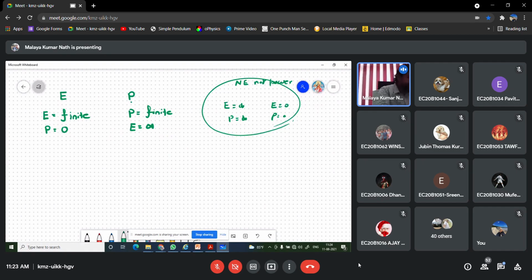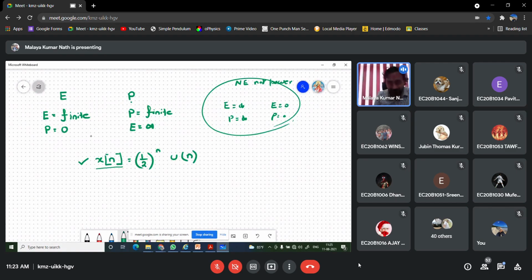So I will take an example: x of n is equal to half to the power n into u of n. Understand this signal. What does it mean? First we have to understand. We have to calculate whether this signal is an energy signal, a power signal, or neither energy nor power. But before coming to the calculation part, we should first understand what this x[n] is.